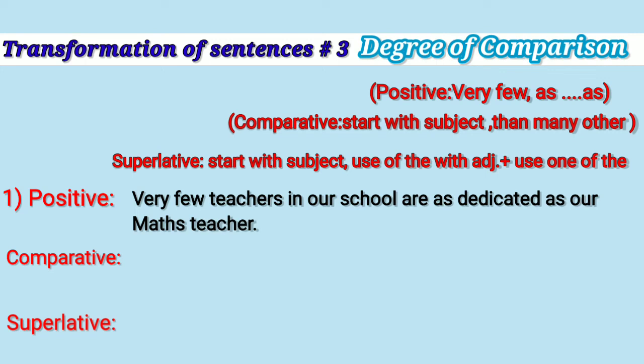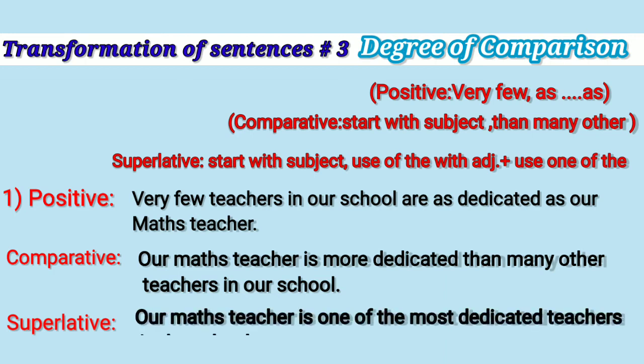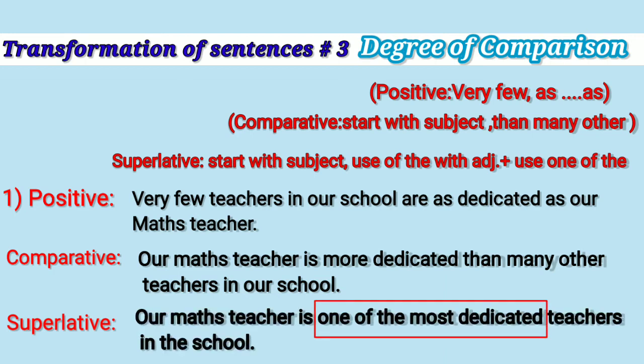This sentence has positive degree of comparison. Let us do comparative. Our maths teacher is more dedicated than many other teachers in our school. Many other, not any other. Any other will be used when maths teacher was the only dedicated teacher in the school. And superlative form will be our maths teacher is one of the most dedicated teachers in the school. We are using one of the most dedicated.